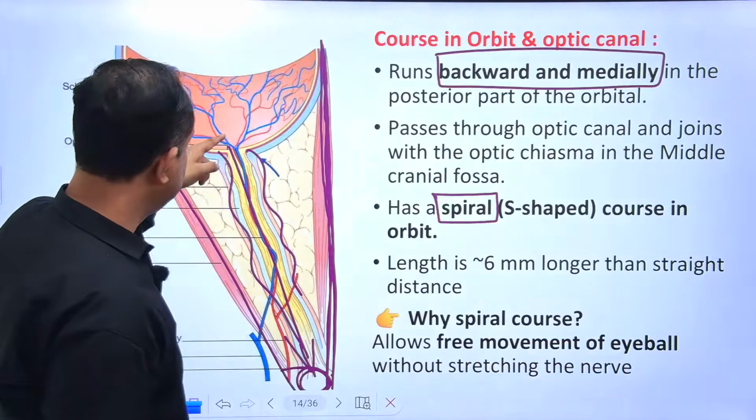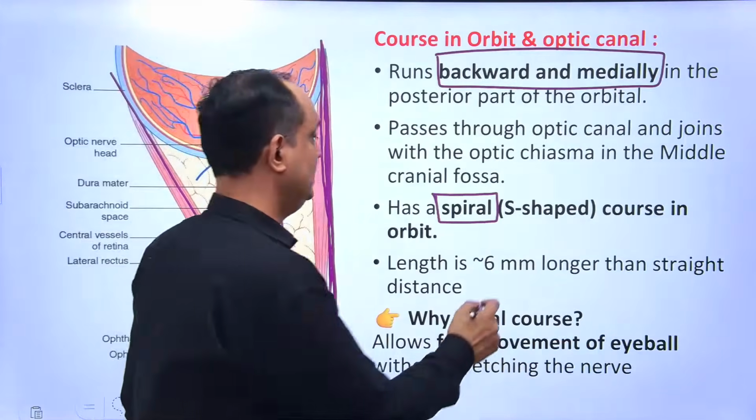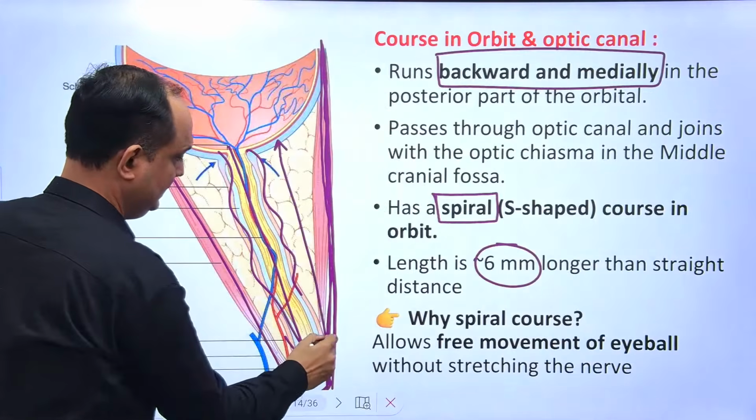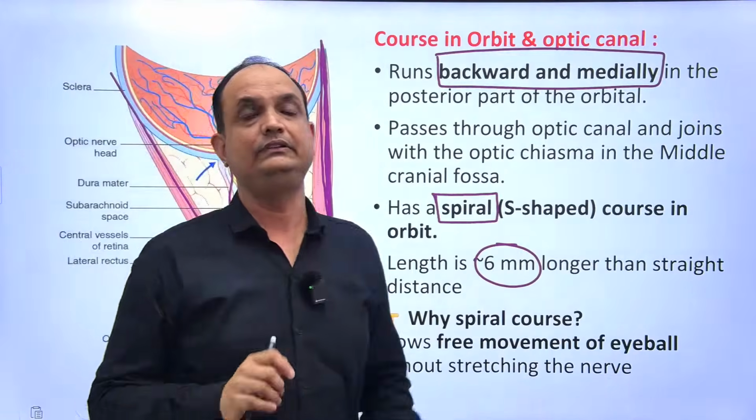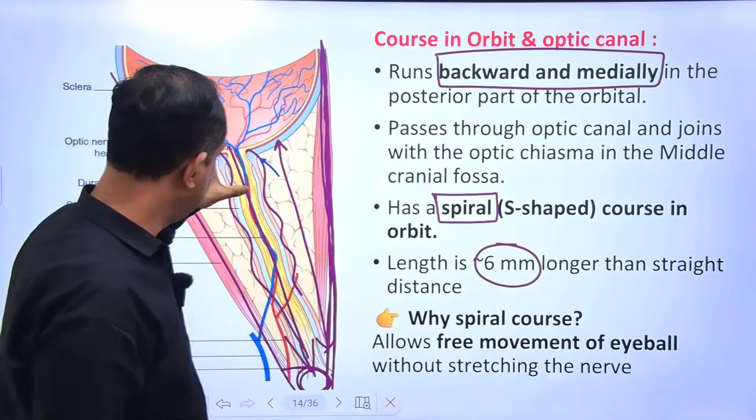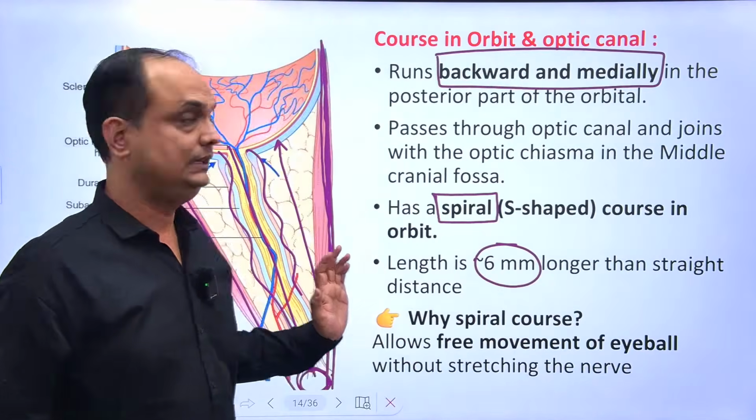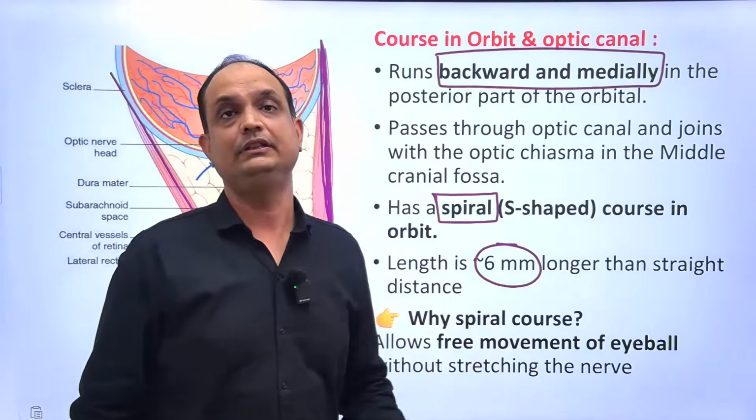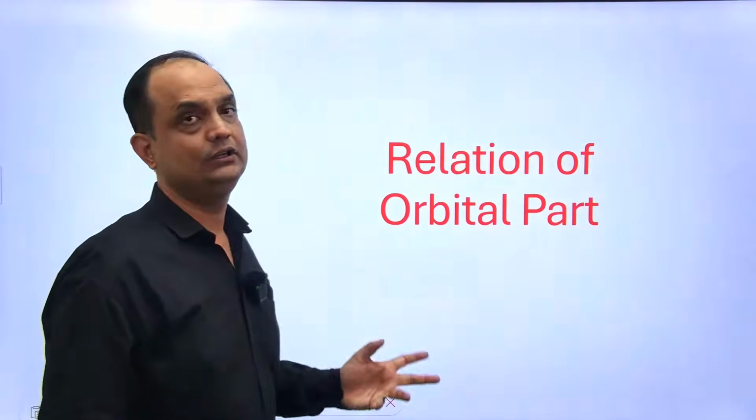Clear? So when you see the whole length, you will find the variation is around 6 mm between straight and spiral; the spiral nerve is 6 mm longer as compared to the straight nerve. So we actually accommodate the larger length of this nerve in this space to allow free movement and avoid stretching of the nerve. Clear?